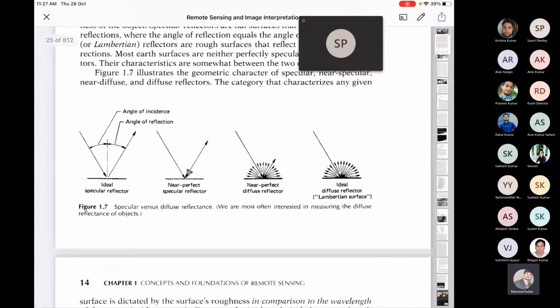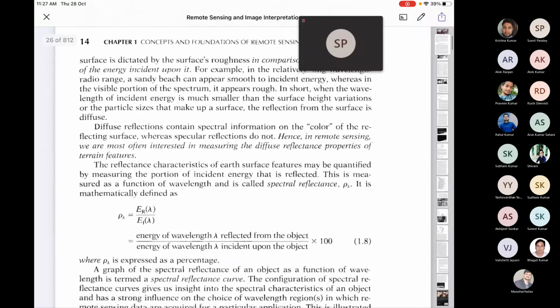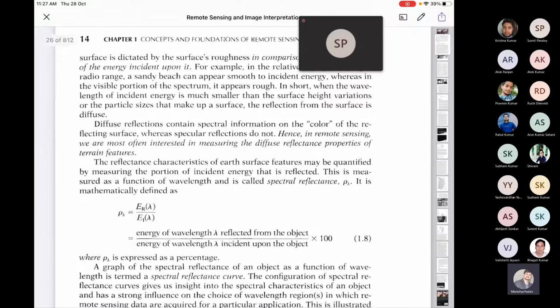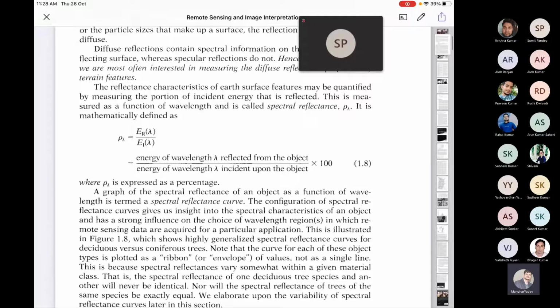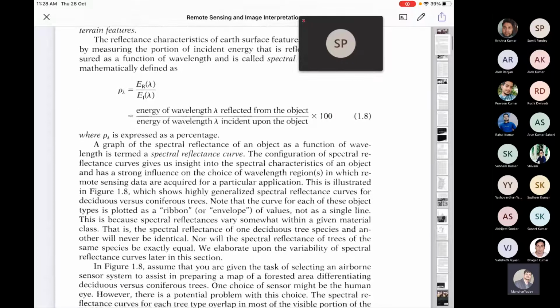Now, if you see figure 1.7, there is a discussion on types of reflection. It is a geometrical interaction, the way incident energy is reflected back. And what is the role of target geometry over there? That is discussed here. Then you can get a discussion on reflectance, spectral reflectance, which is the ratio of reflected energy and incident energy.